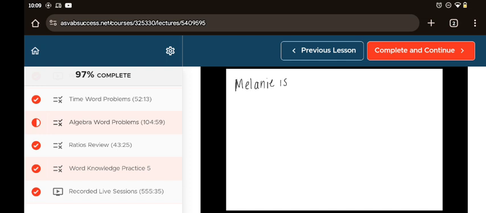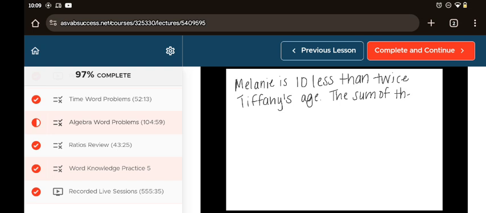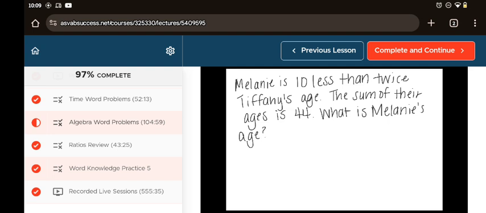Here we go. So Melanie is 10 less than twice Tiffany's age. The sum of their ages is 44. What is... Okay, go ahead and give that a try.